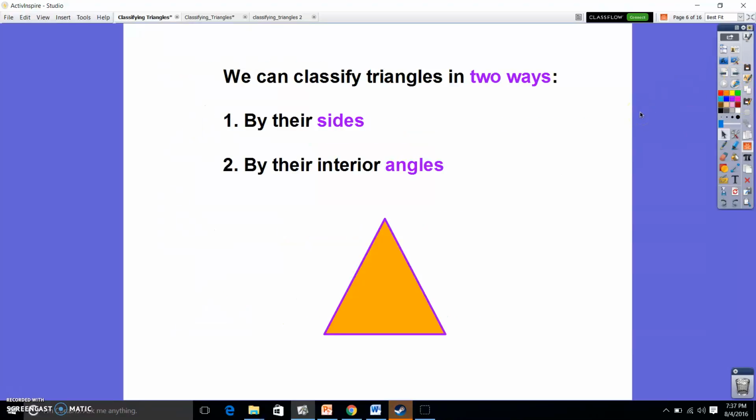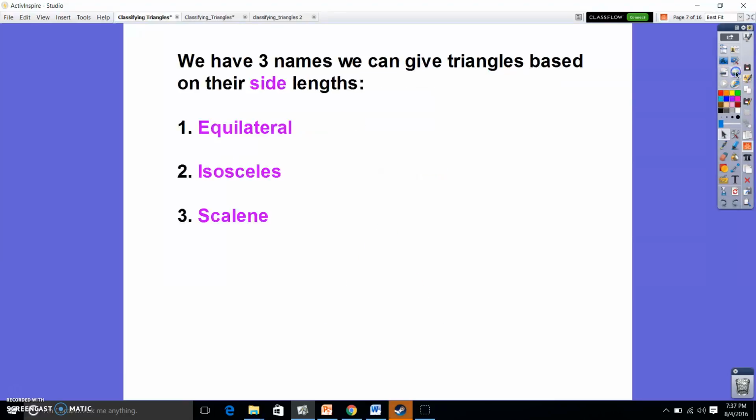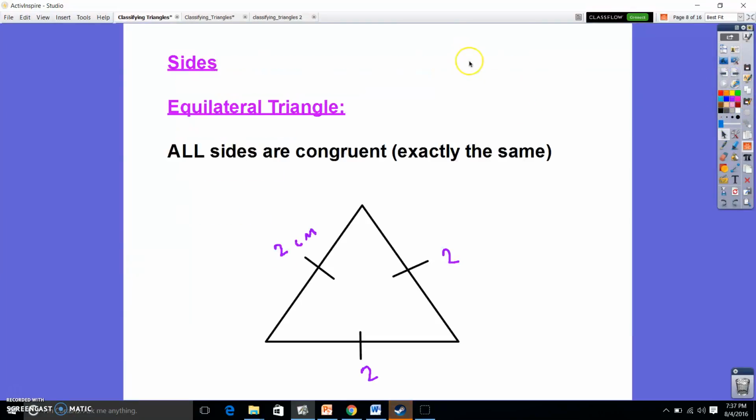We can classify triangles in two ways. First, by their sides, and secondly, by their angles. We have three names that we can give triangles based on their side lengths. We can call them equilateral, we can call them isosceles, or we can call them scalene. In an equilateral triangle, all sides are congruent, which means all sides are exactly the same or equal. When we look at this triangle here, we have three sides that each have one mark. It's also labeled with measurements of 2 centimeters, and when all sides are exactly the same, we call that equilateral.